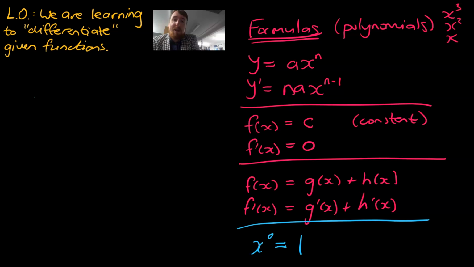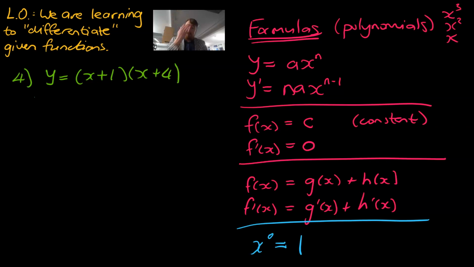Okay, so we're back. I've switched to the green pen, so we're now going to do question 4. And we're going to do 3 harder questions. So I'm just going to write an example down. So we've got (x plus 1)(x plus 4) in brackets. And the thing I'm concerned about here is there's no powers and there's multiplication.